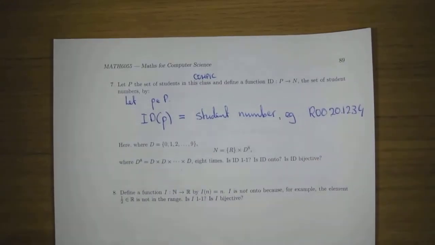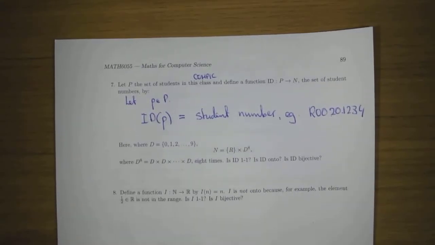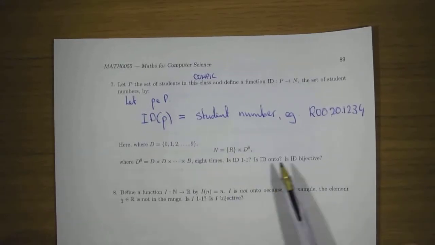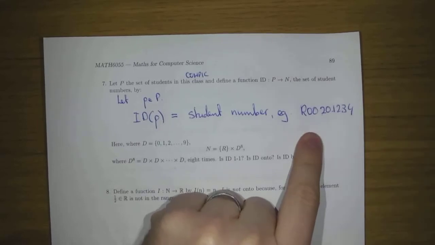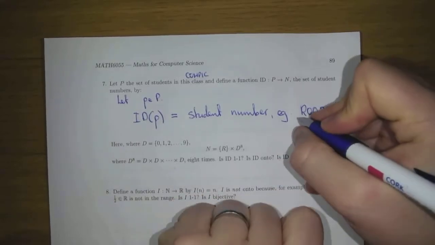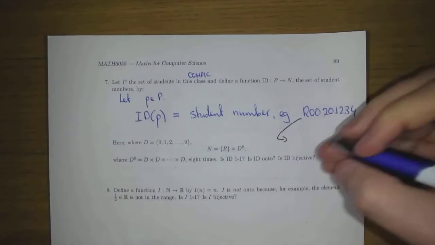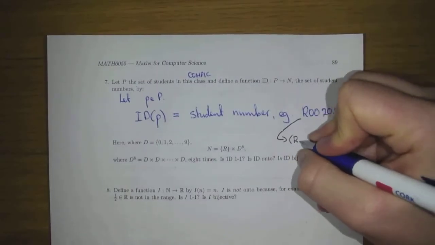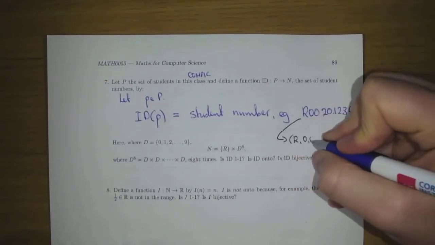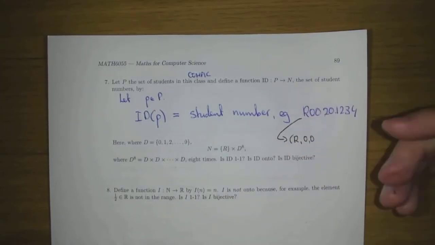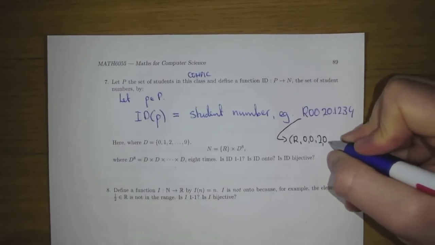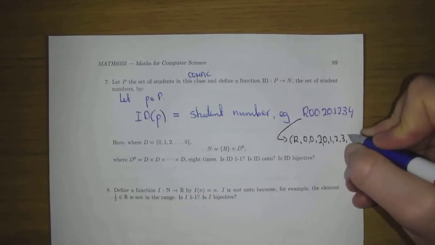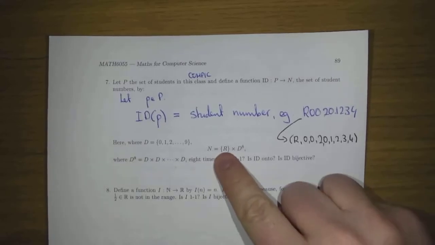Yeah. Okay. Now, what we can actually do here is a little bit of Cartesian products to properly say where these student numbers live. And what we can do is associate a student number with an ordered tuple. So the first thing is OR, and then you get 0. So it's like an ordered pair, except it's not a pair or even a triple or a quadruple. It's got 8 elements, OR, 0, 0, 2, 0, 1, 2, 3, 4. And this is an element of this set.